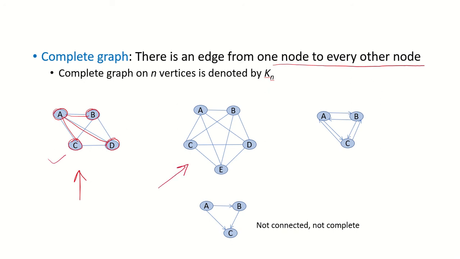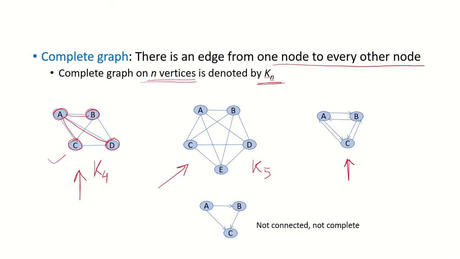Take an example of this graph with 5 nodes. Each node is connected to every other node with an edge. So this is also a complete graph. And a complete graph on n vertices is denoted by Kn. So this is K4 because it is having 4 vertices. This is K5 because this is a complete graph with 5 vertices.